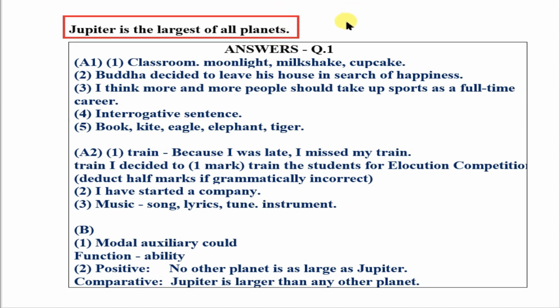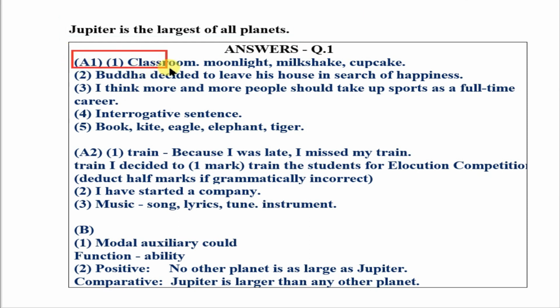Now let's see the answers of question number 1A. A1, 1. Compound words you have to write down. The compound words are given here. Classroom, class and room. Classroom. Next ones: moonlight, milkshake, cupcake. These are the compound words.